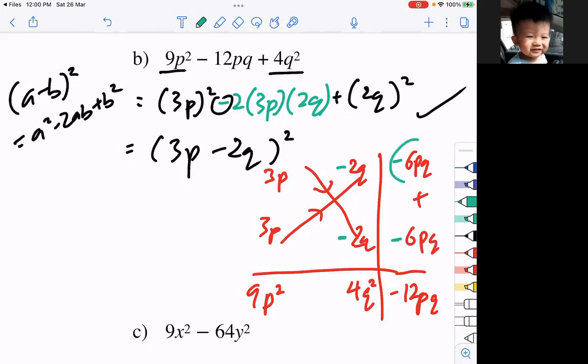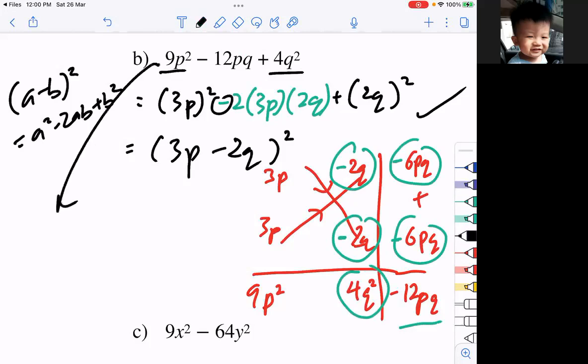Because would it be correct now? Minus 6p cubed minus another 6p cubed. Is it indeed negative 12p cubed? Yes. Is negative 2q times negative 2q really 4q squared? Also yes. Because negative times negative is positive. So it's perfect. That means from here I can straight away extract that. This is the answer.